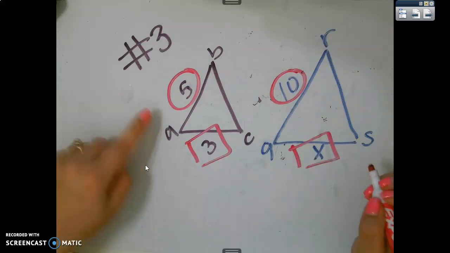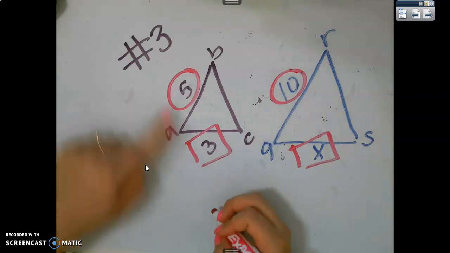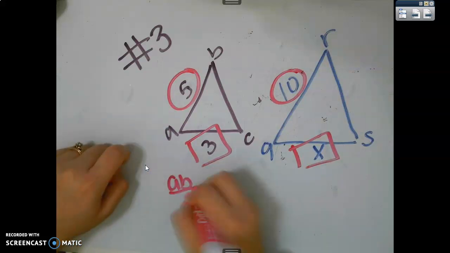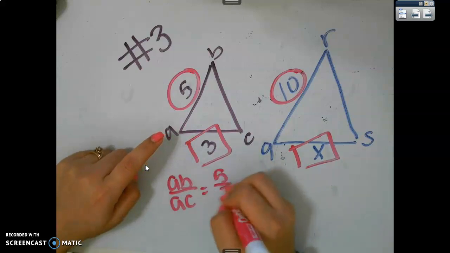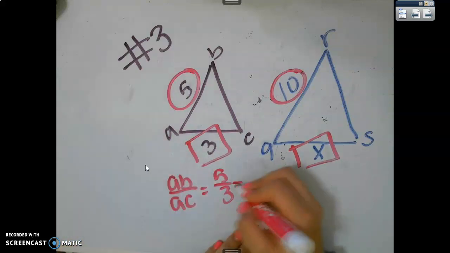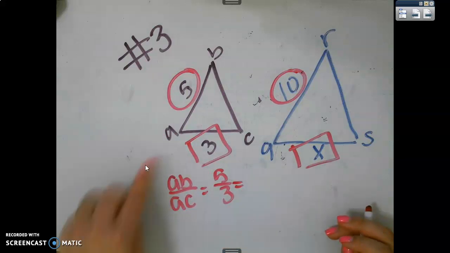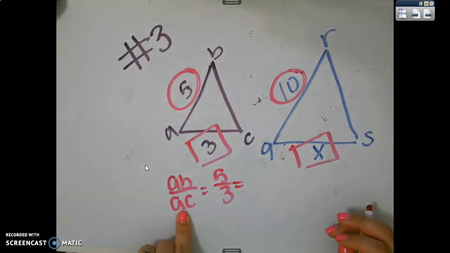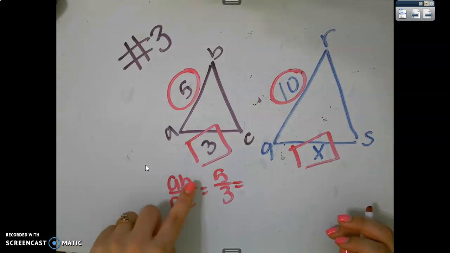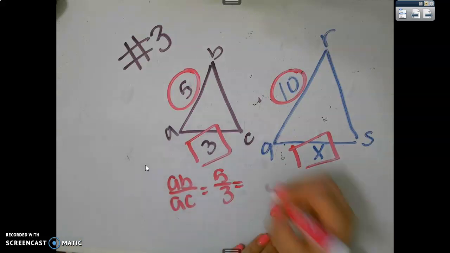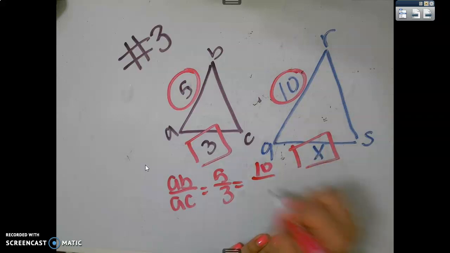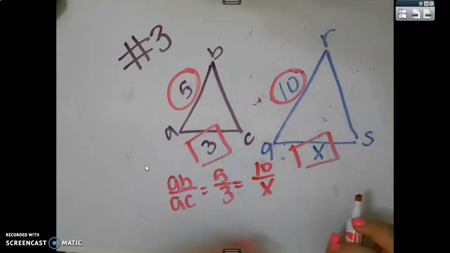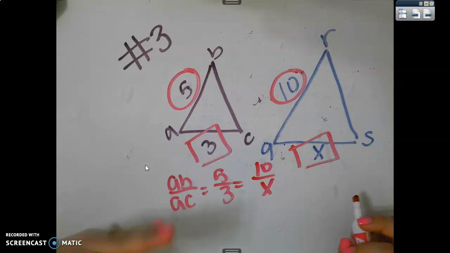So I'm going to set it up circle to square. So side AB over AC. I'm setting it up 5 over 3. And I want to set up the other part of the proportion corresponding. So if I did AB, the corresponding side has to be the first one. So that's going to be Q and R, 10 over X, right? I'm matching. So all I did was circle to square.